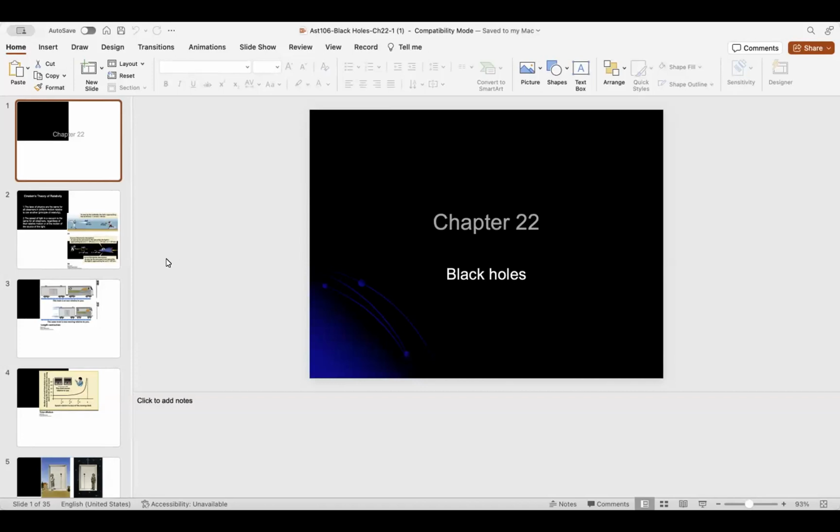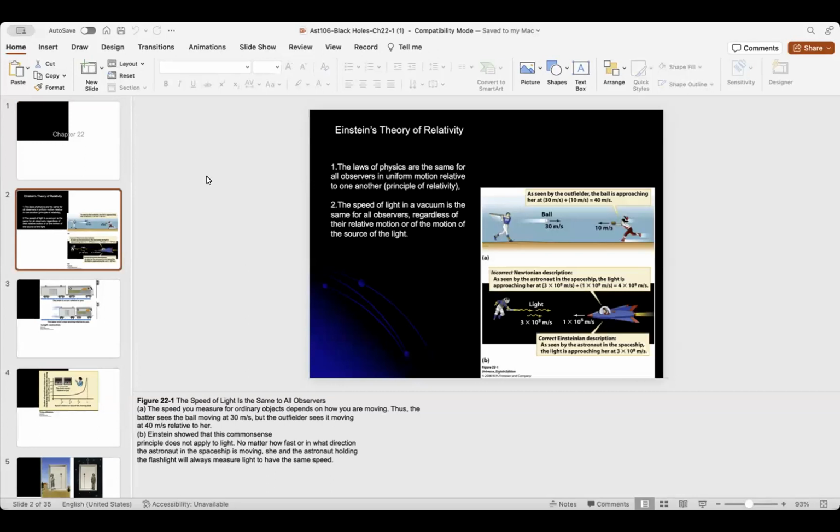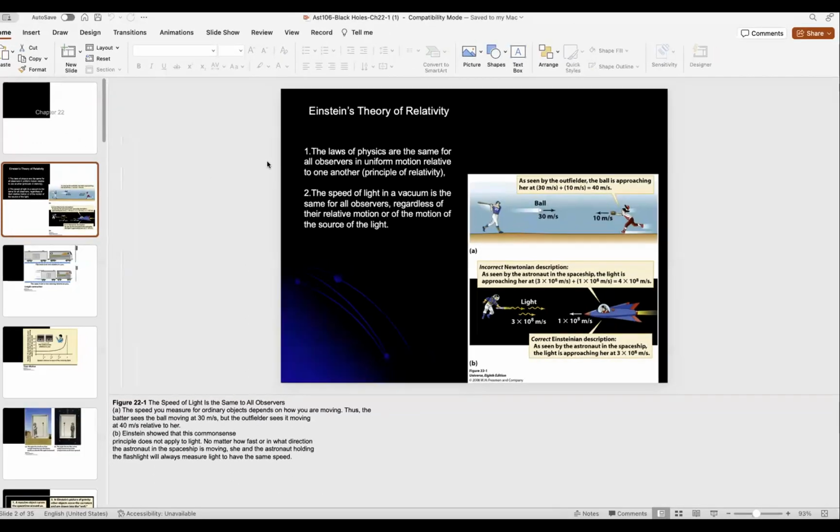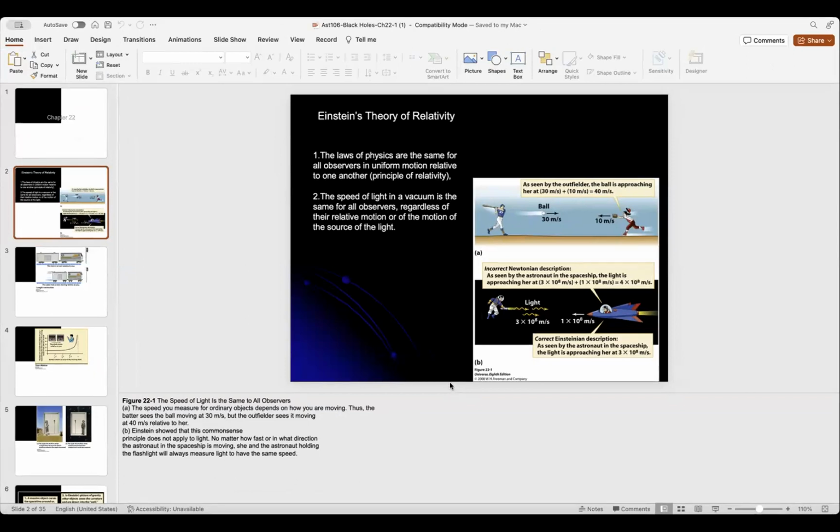The study of black holes starts with the study of the theory of relativity. There are two basic axioms of the theory of relativity.